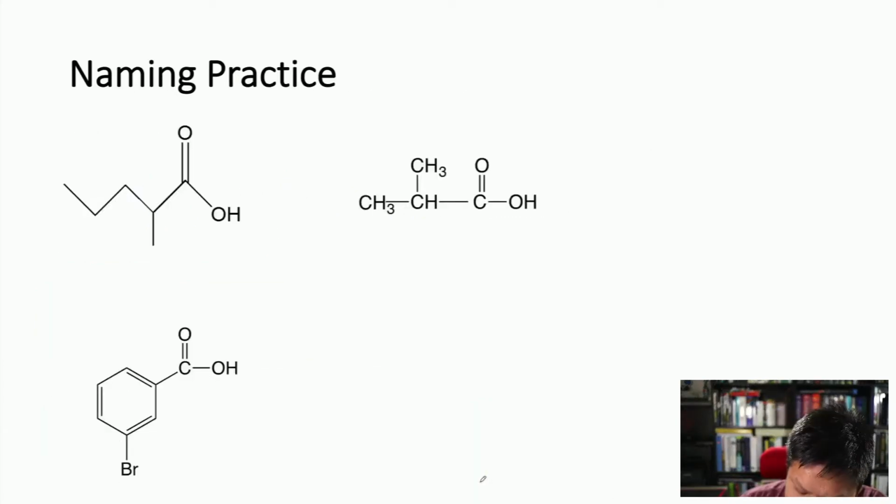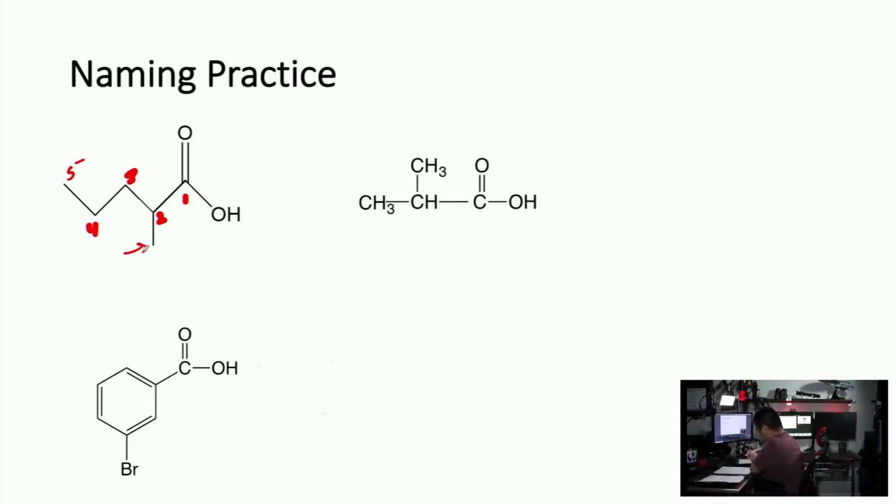We'll start off with this one. We'll number the carbons: 1, 2, 3, 4, and 5. So it's 5 carbons, so you already know that's going to be a pentanoic acid. But there's also this methyl group hanging off right here from carbon 2. So that means it's going to be 2-methylpentanoic acid. Naming carboxylic acids is that easy, alright?